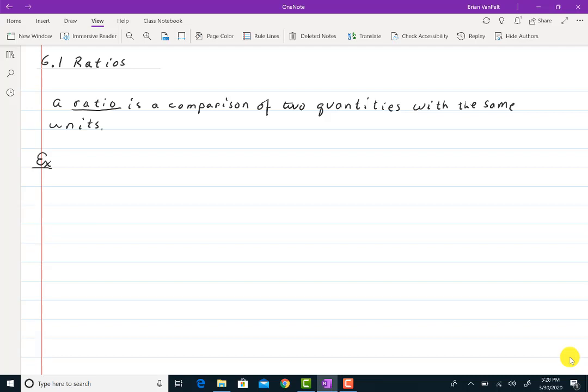Let's say, well, you might see something like this: $10 to $30. Or I might write $10 colon $30. So these mean the same thing. And the version that we'll be using most often is this one. $10 divided by $30. All three of these things are the same thing.